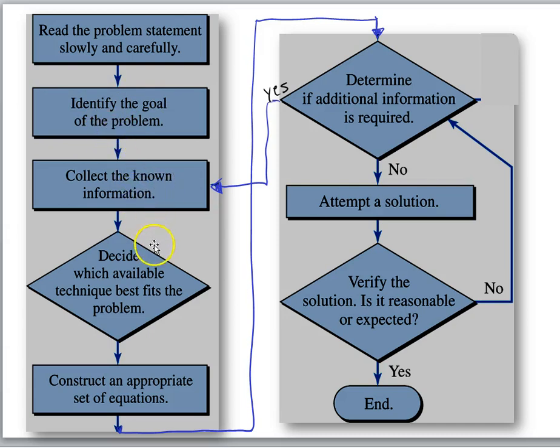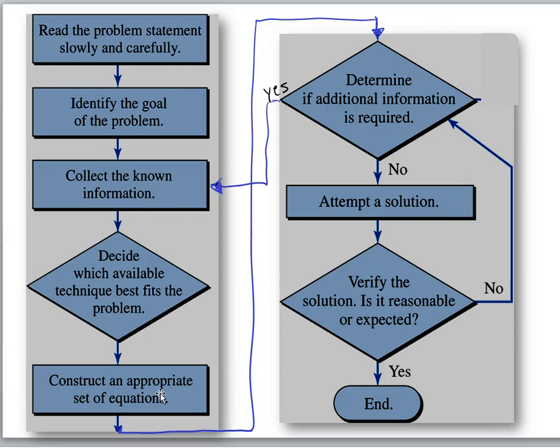So once we know that, then we have to look at what do we know? What are the scientific principles we know? What are the circuit theories that we know? What methodologies do we know, or techniques that can best fit the problem? So how can we then construct an appropriate set of equations? What we have to do within here as well is draw a diagram. The diagram is quite important, and it's not really listed in this flowchart. But the goal is to come up with an appropriate set of equations.